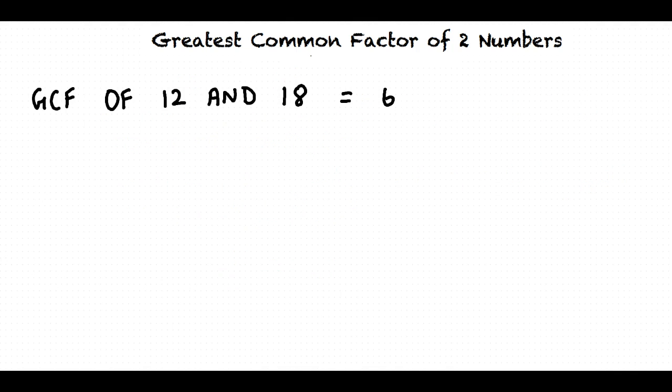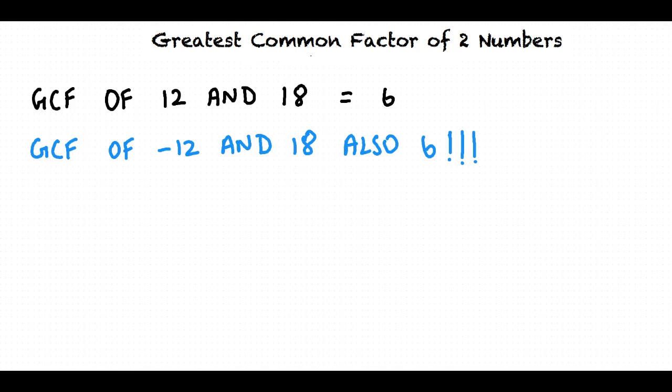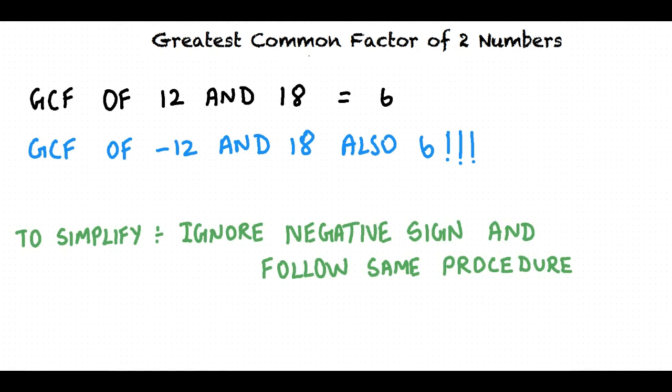From our first example, we saw that GCF of 12 and 18 is 6. The interesting thing is that the GCF of negative 12 and 18 is also 6. Thus, in some sense, the negative sign does not seem to have an impact on the GCF, and the GCF is always positive. Thus, in order to simplify, we can ignore the negative sign and follow the same procedure.